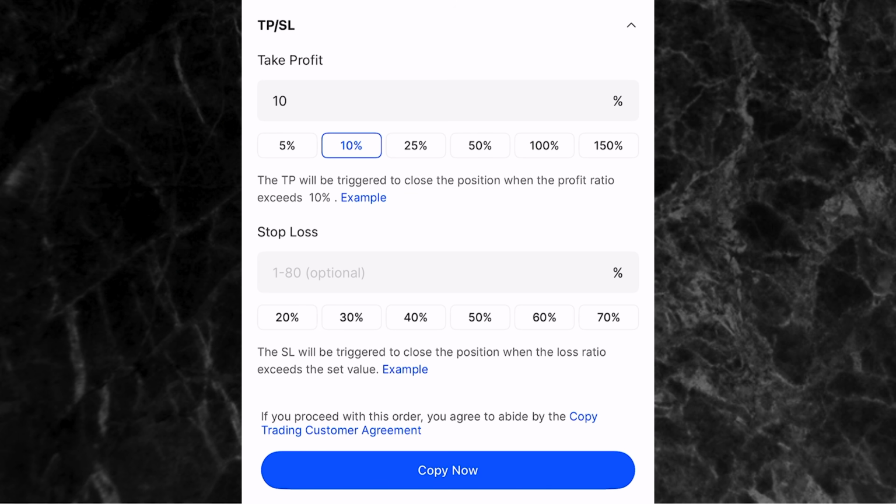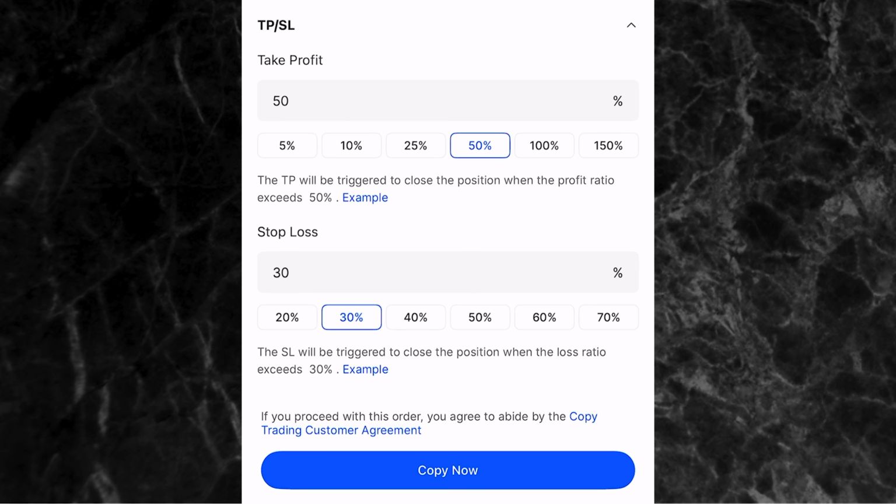here. Or let's say, for example, for every trade you want to be taking 50% profit, you click on 50% right here. And let's say for stop loss, let's say for every trade you want to be risking 20%, you click on 20% right there. Or let's say, for example, you want to be risking 30%, you click on 30% right here. So whatever percentage of take profit and stop loss you are okay with, you can select them right here.